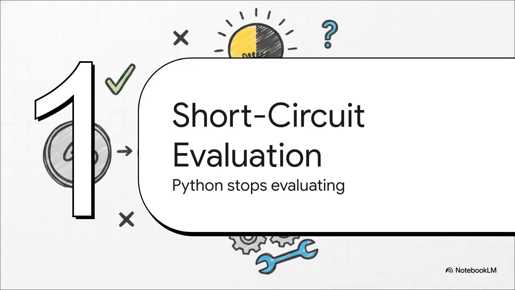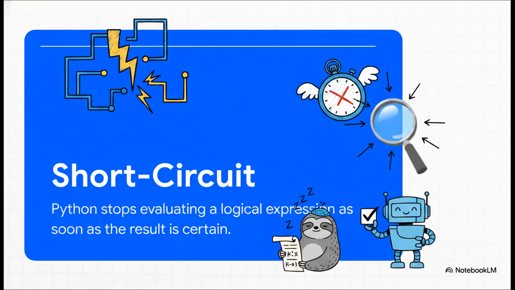Okay, Section 4, short-circuit evaluation. This is where the magic really happens. Short-circuit evaluation is Python's built-in behavior of stopping the evaluation of a logical expression the exact moment the final result is mathematically certain. I mean, why do more work than necessary, right? This is where Python's laziness actually becomes your biggest asset, stopping evaluation the millisecond it knows the final answer.